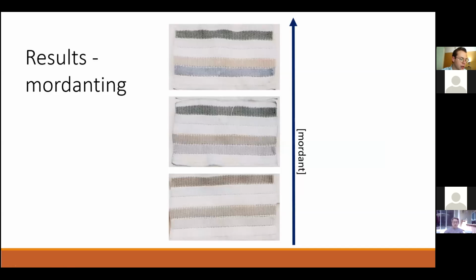So the next 3 slides are going to be my results of mordanting and dyeing together. And most of this is just visual. There's no more numerical data. So this is 3 textile samples in increasing concentration from least mordant concentration at the bottom to highest concentration of mordant at the top. You'll note the color difference.